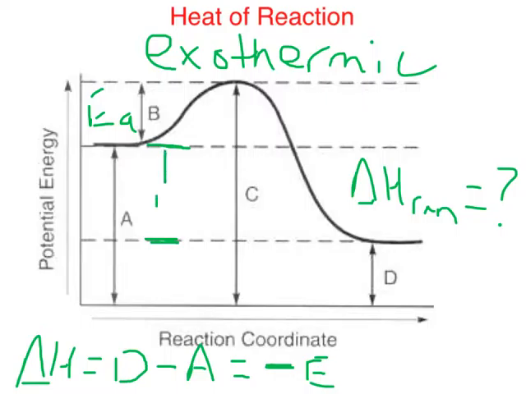The distance between here and here is E. Sorry, my fat fingers aren't doing so well with that. Okay, so we got E. E is equal to the delta H of this reaction. Okay, the difference between A and D, or in this case D minus A.